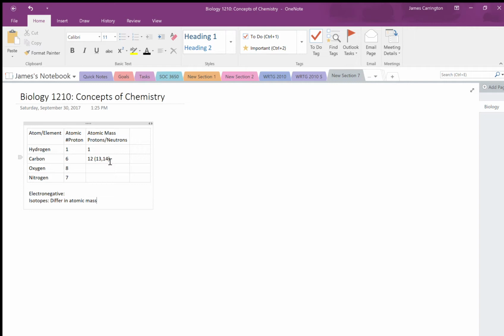13 is not found very commonly. It's found in about 1% of carbon, and 14 is rarely found. It's actually radioactive, and so it's never really created. It's just destroyed over time. It just self-destructs. And so what you can use this number for is, if you look at the periodic table, you'll see something like 12.11. So 12.11 is the average atomic mass of carbon that you'll find. Oxygen has an atomic mass of 16, and nitrogen has an atomic mass of 14.